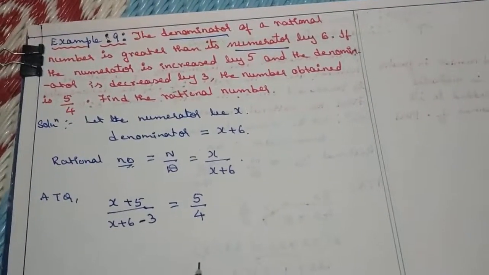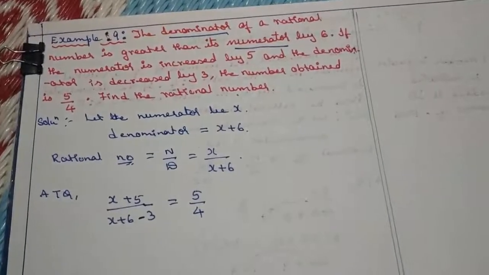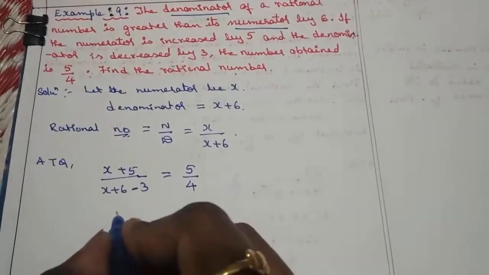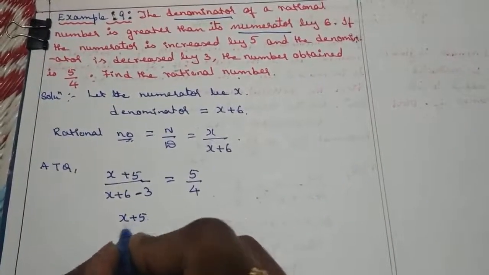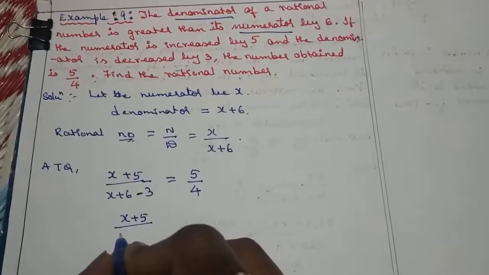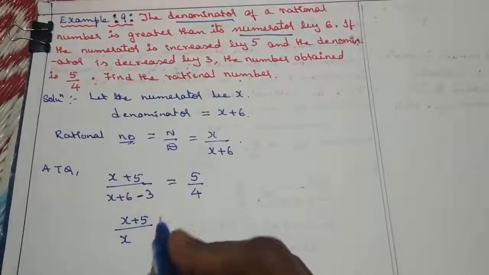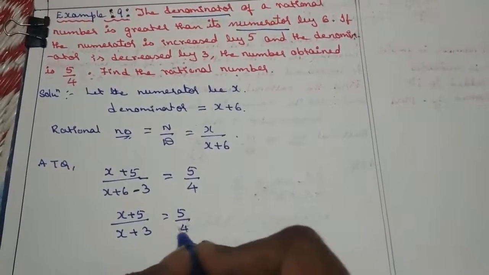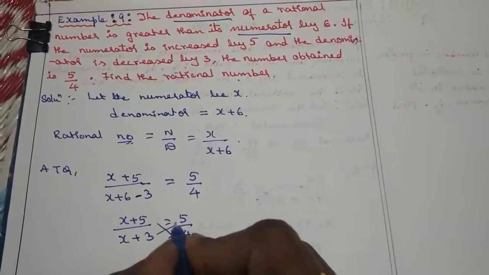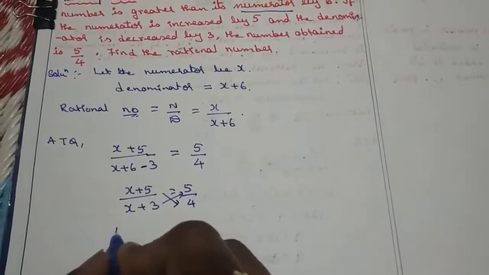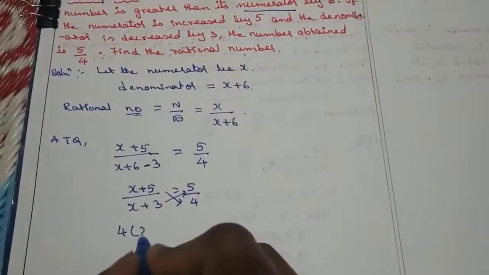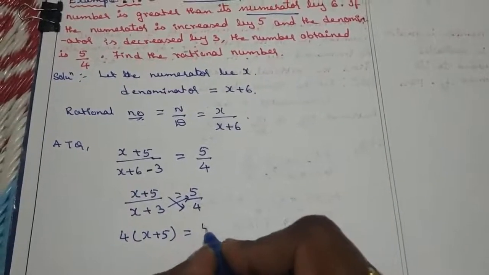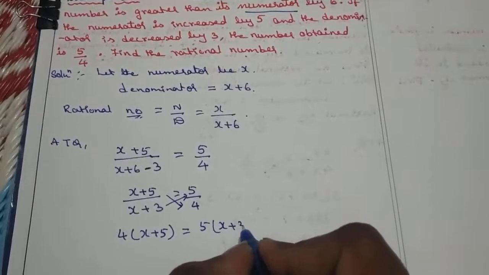So before going for cross multiplication, we need to check whether any simplification is possible in the numerator and denominator. In the numerator no simplification, whereas in the denominator we need to do it. x plus 6 minus 3 is x plus 3, equal to 5 by 4. Further simplification is not possible. Then we'll go for cross multiplication. So 4 into, here is a binomial, so we'll put it in a bracket, x plus 5, equal to 5 into the other binomial, x plus 3.